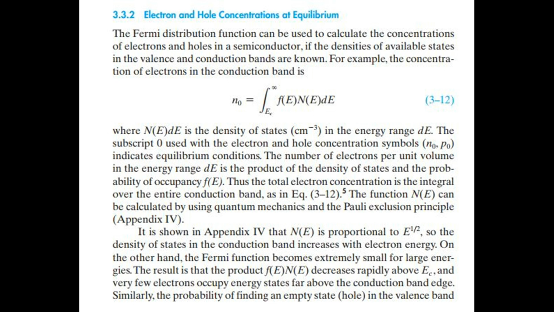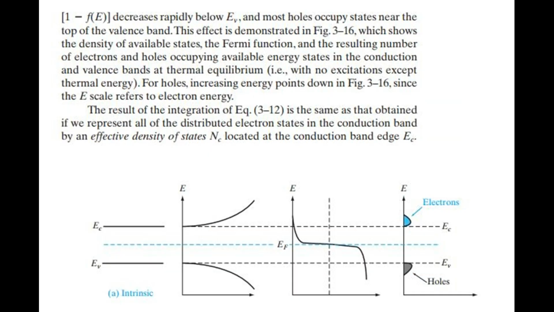On the other hand, the Fermi function becomes extremely small for large energies. The result is that the product f(E)N(E) decreases rapidly above EC, and very few electrons occupy energy states far above the conduction band edge. Similarly, the probability of finding an empty state, a hole, in the valence band, 1 − f(E), decreases rapidly below EV, and most holes occupy states near the top of the valence band.